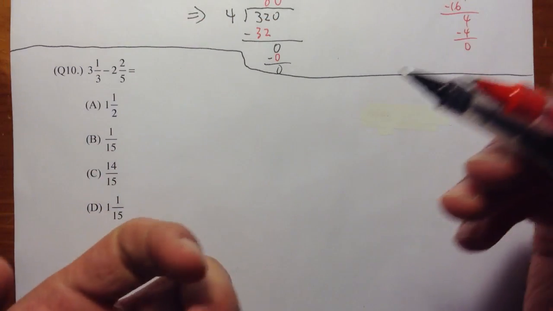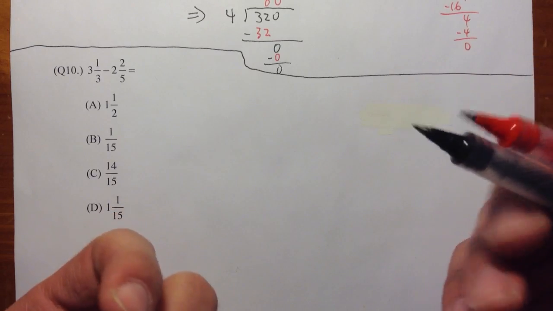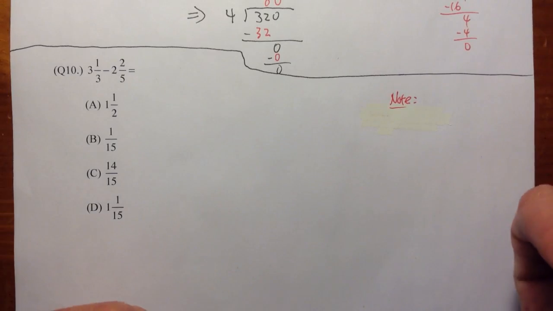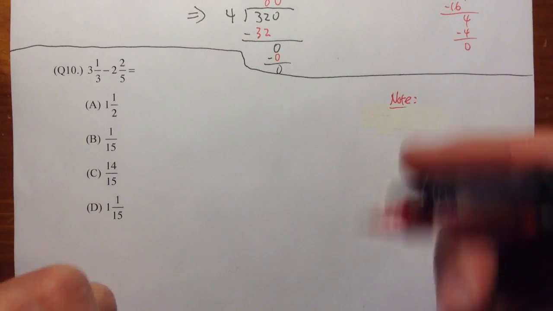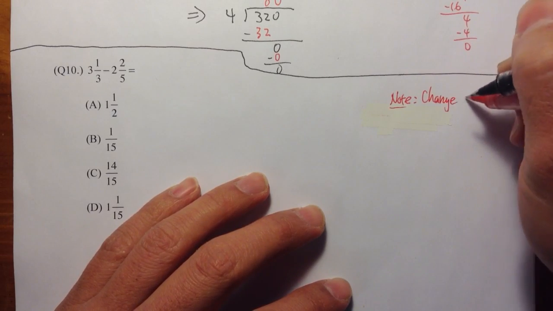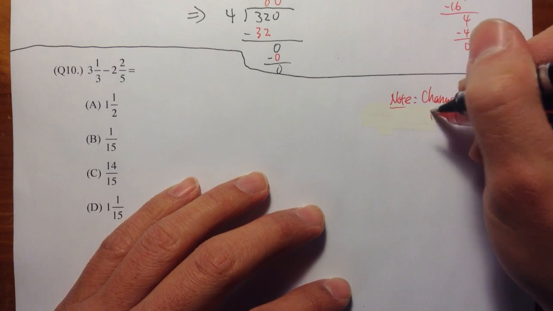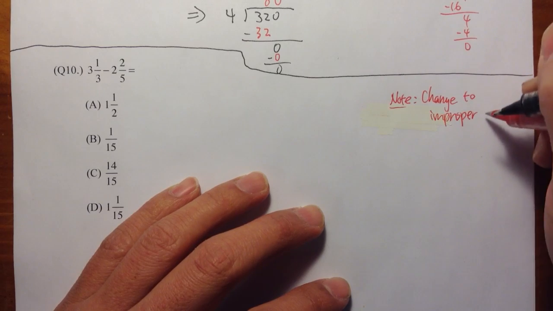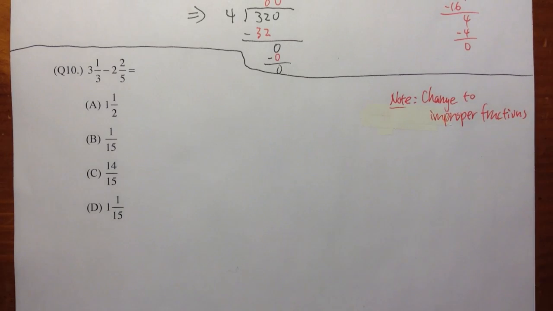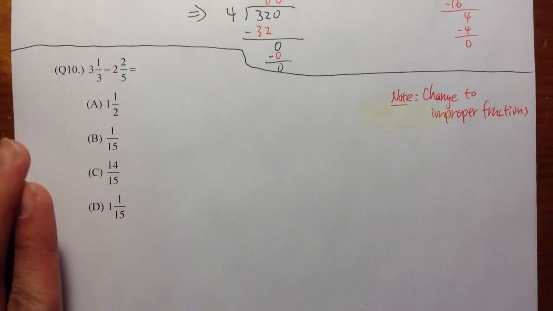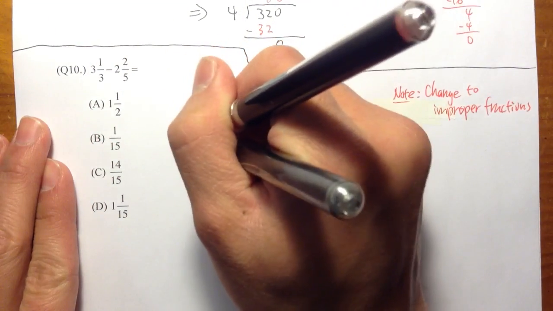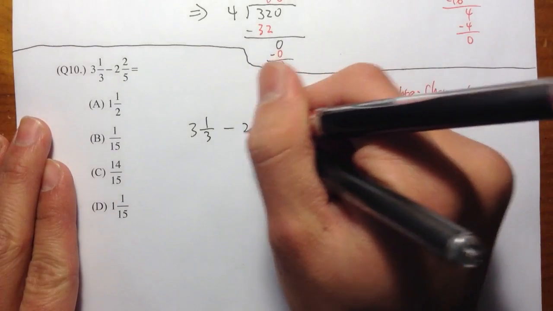So how do we deal with mixed numbers? How do we subtract mixed numbers? Let me make a note first. When you are dealing with mixed numbers, when you are adding, subtracting, multiplying or dividing, I personally like to change them to improper fractions. And then just do whatever we need to do later on, alright? So let me copy down the question again. 3 and 1/3 minus 2 and 2/5.